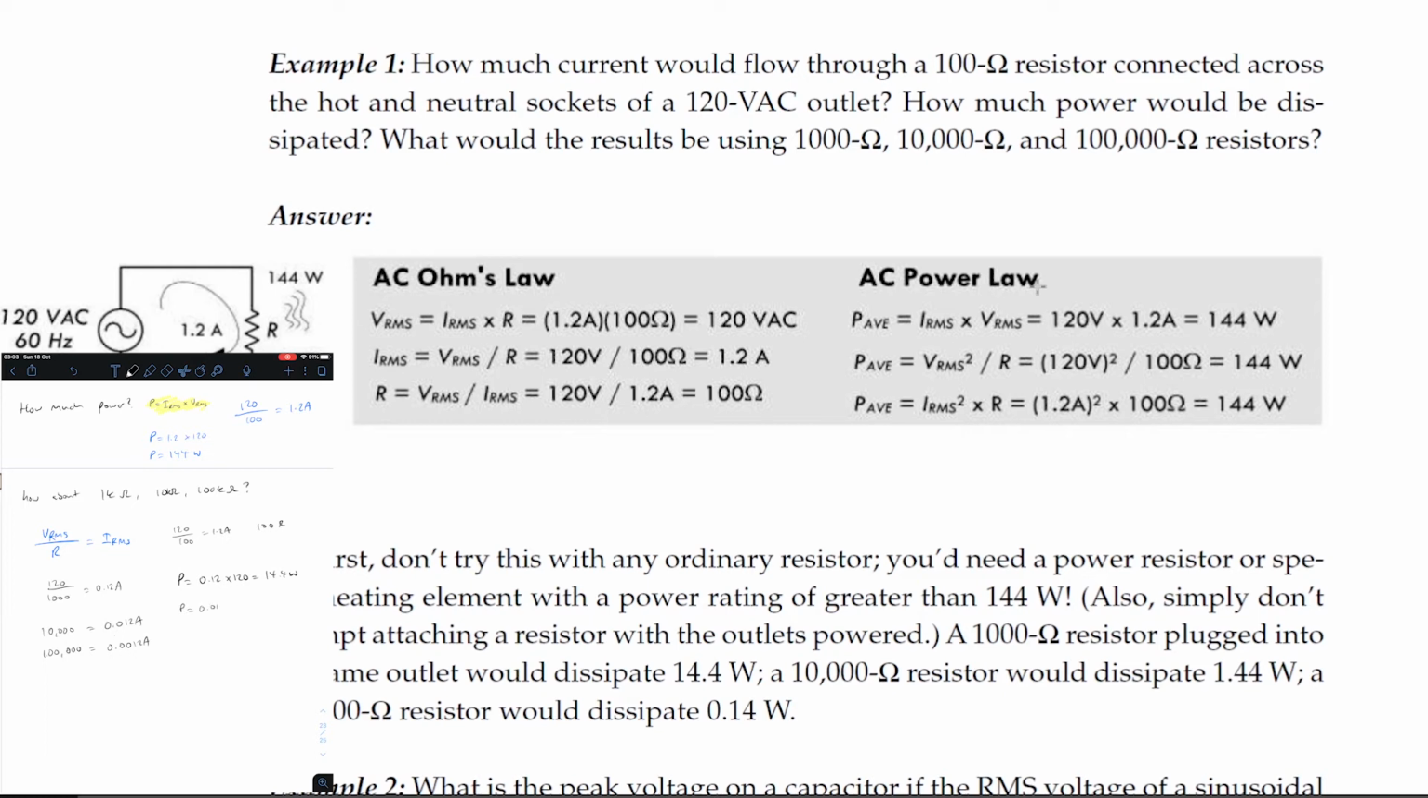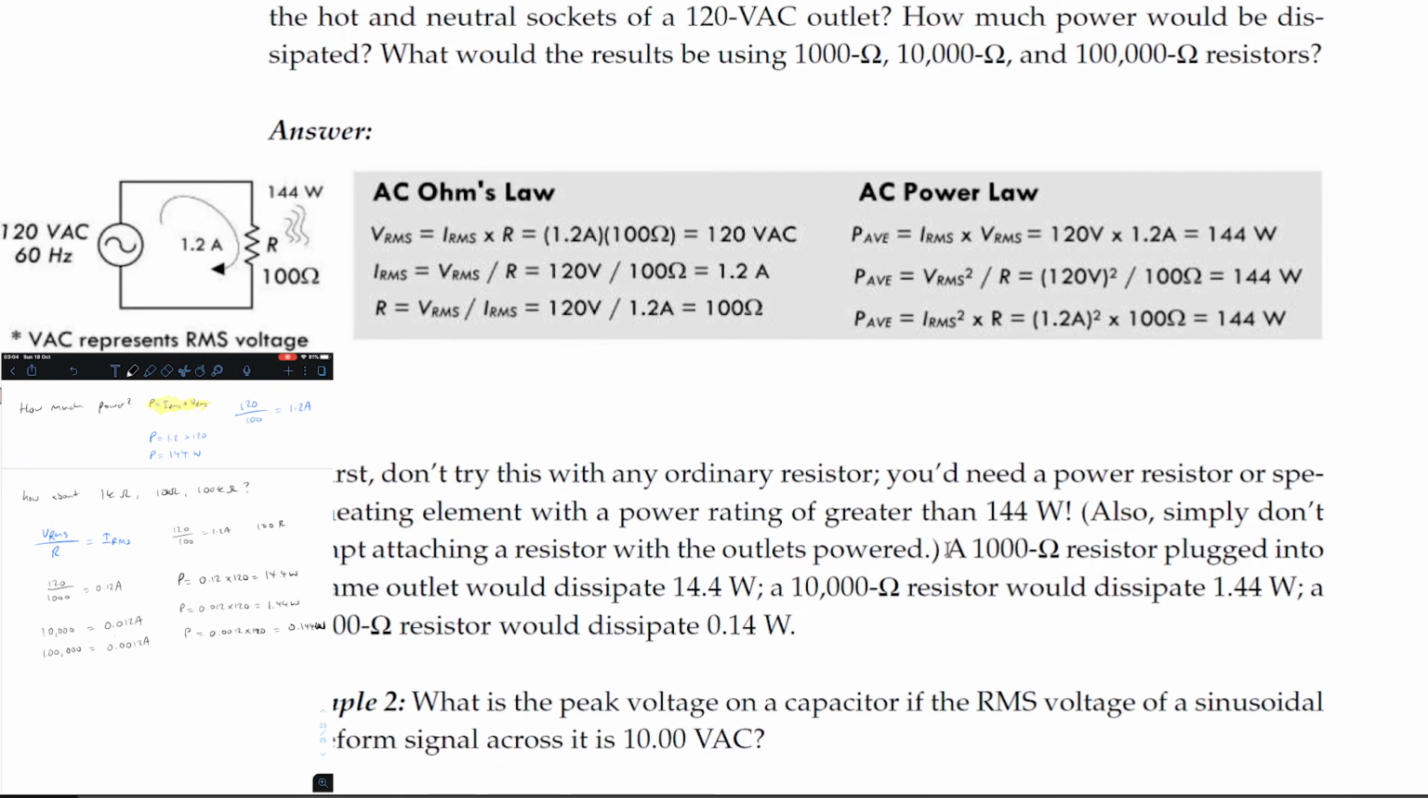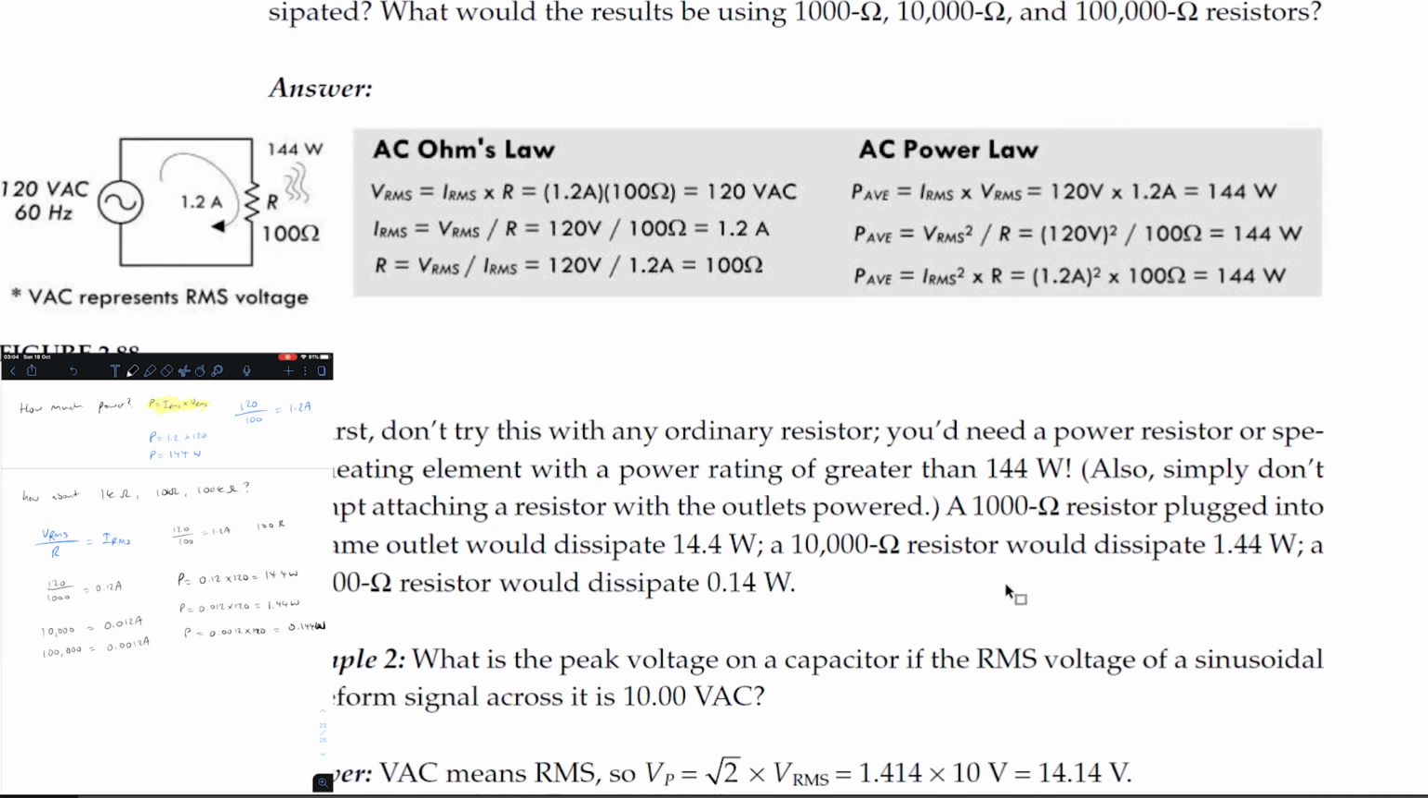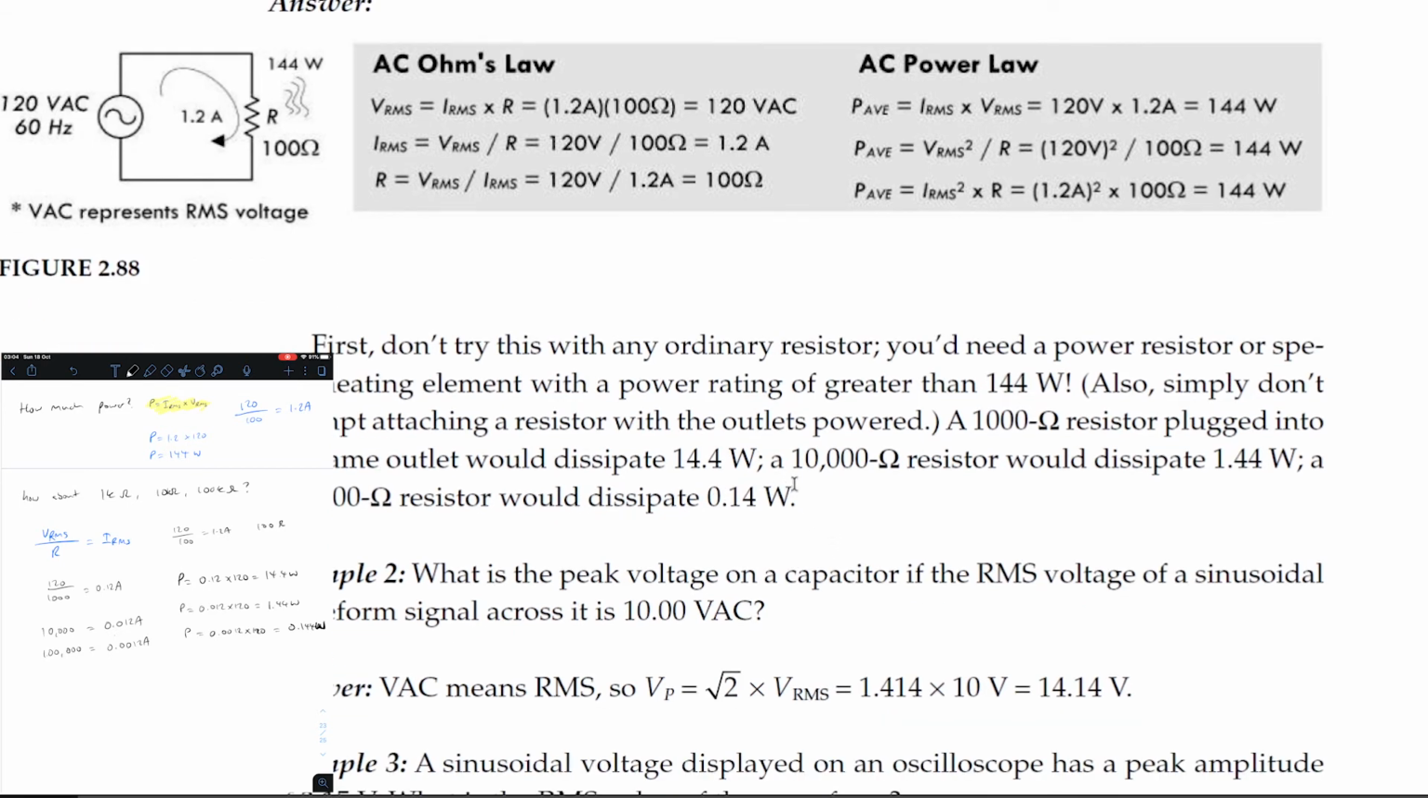Here we'd get 0.012 times 120, and that would give us 1.44 watts of power dissipation. And here we'd have 0.0012 times 120 volts, and that would give us 0.144 watts. Interesting. So the 1,000 ohm resistor plugged into the same outlet would dissipate 14.4 watts, the 10,000 ohm resistor would dissipate 1.44, and the 100,000 ohm resistor would dissipate 0.14. Nice. Very happy with that.